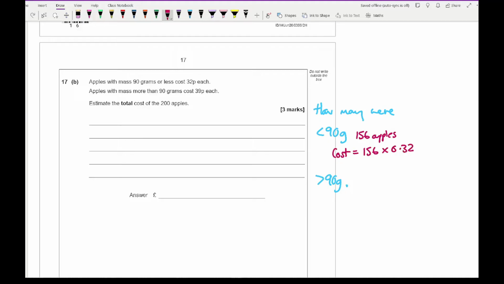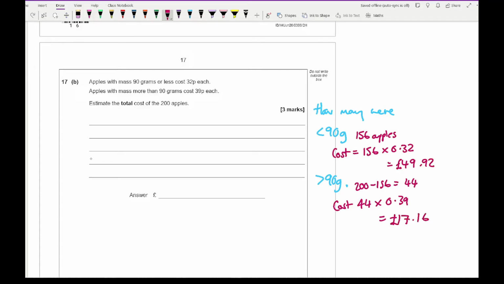Now in terms of greater than 90, the apples are either more than 90 or less than 90. So the number is going to be 200 minus 156, which is 44. Then the cost is going to be 44 times 0.39. On my calculator, 156 times 0.32 gives me an answer of £49.92. And then 44 times 0.39 gives me an answer of £17.16.